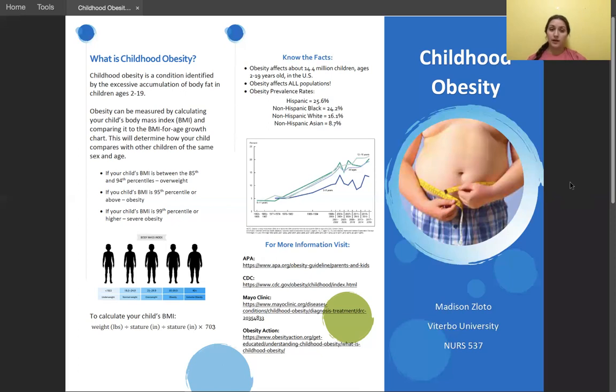In order to calculate your child's BMI, you take the child's weight, divide that by their height, divide it again by their height, and then multiply by 703. This will give you an estimate of your child's BMI. But take into consideration there are other factors that affect BMI besides just weight and height. If you are concerned with your child's BMI or your child's weight, talking with your doctor is your best bet.